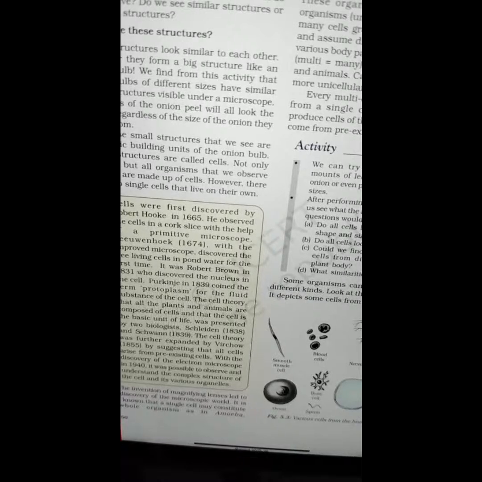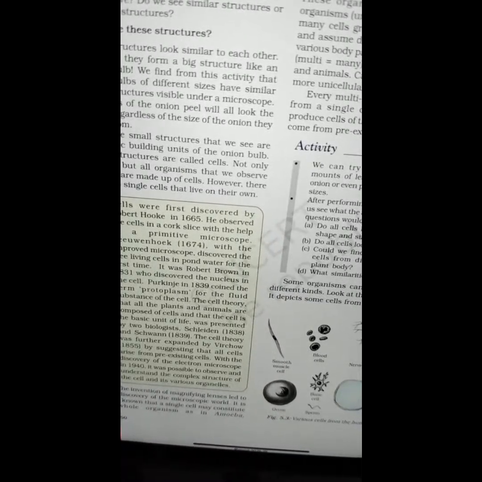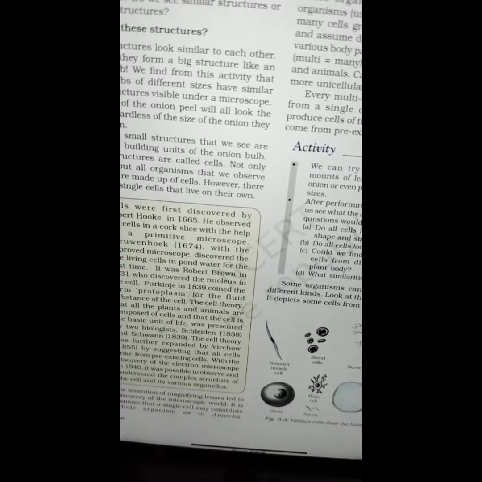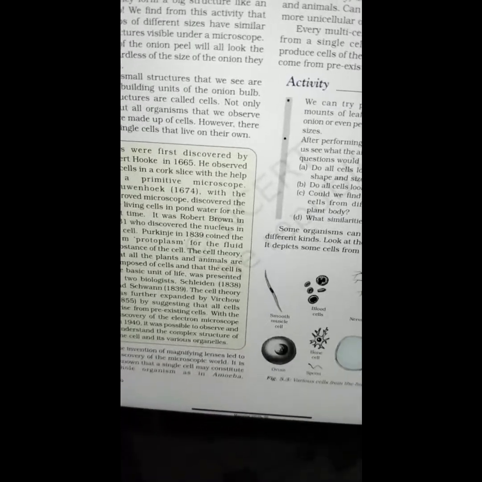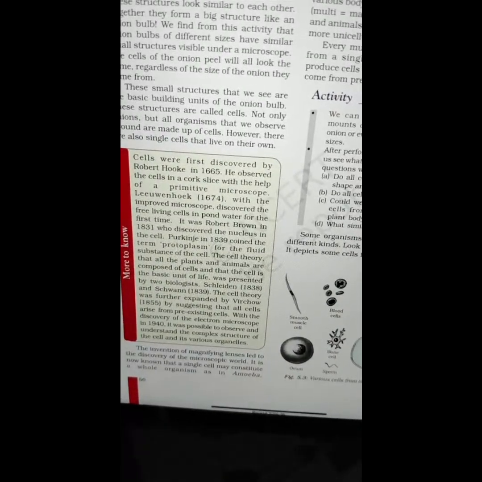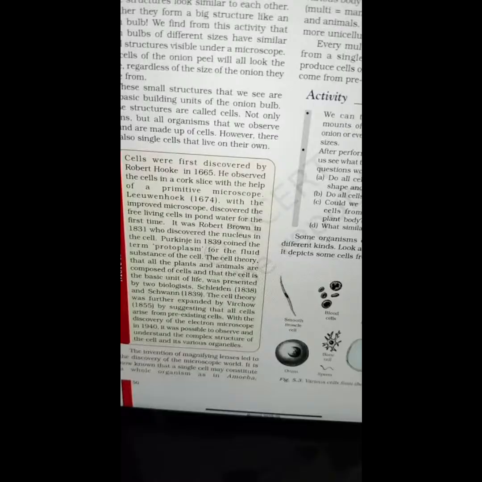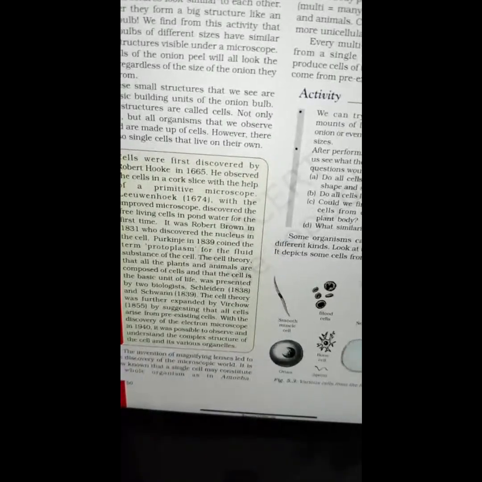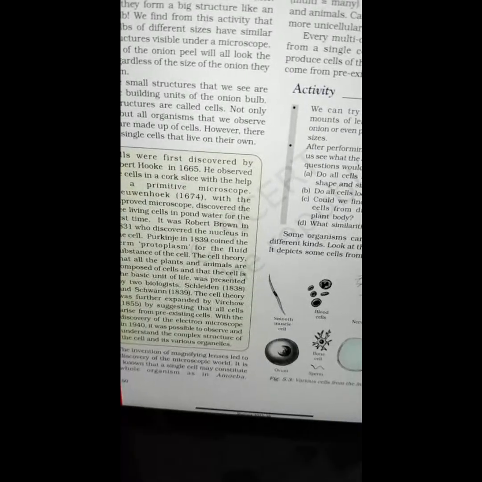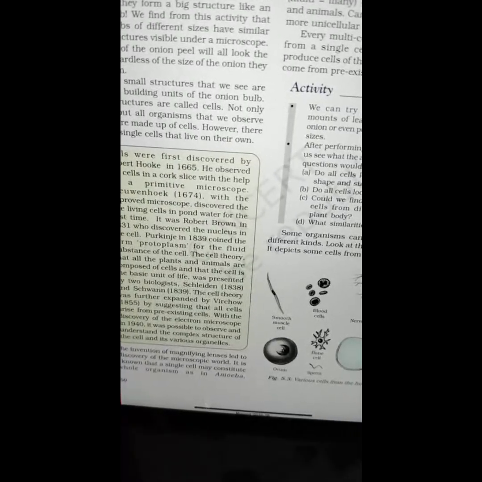The cell theory that all plants and animals are composed of cells and that the cell is the basic unit of life was presented by two biologists, Schleiden in 1838 and Schwann in 1839. The cell theory was further expanded by Virchow in 1855 by suggesting that all cells arise from pre existing cells. With the discovery of the electron microscope in 1940, it was possible to observe and understand the complex structure of the cell and various cell organelles.